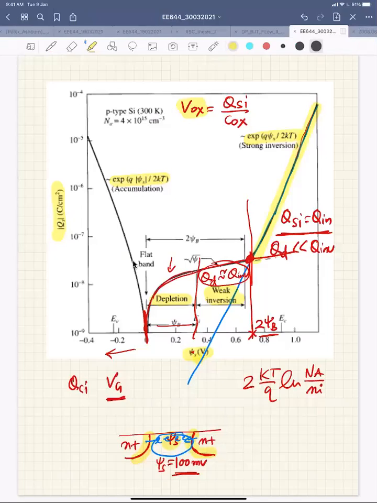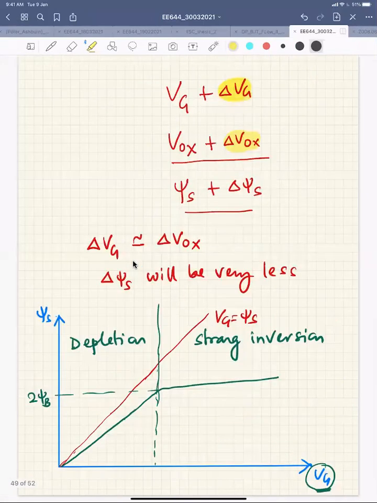That's the reason that after inversion, if you measure the potential drop in the silicon and the potential drop in the oxide, your potential drop in the silicon almost remains constant, right? So there is a slight increase. When I'm telling that this part here has a finite slope, it's not like it's remaining constant. This has a finite slope.